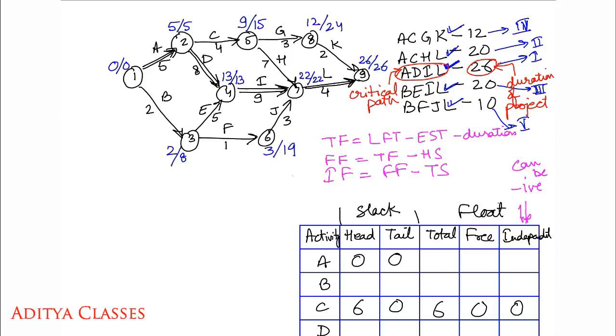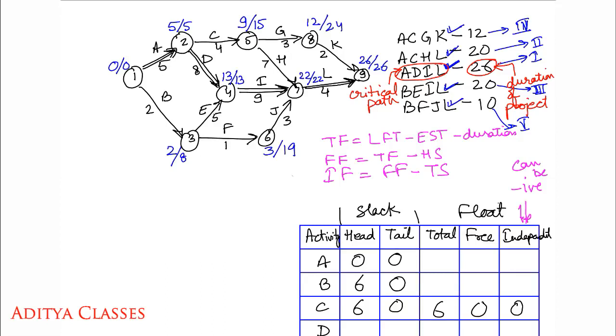Here is B. In case of B, we have a head slack of 8 minus 2, 6. Tail slack is 0 minus 0. So we get a head slack of 6 for B and a tail slack of 0. C is already done. What about D?